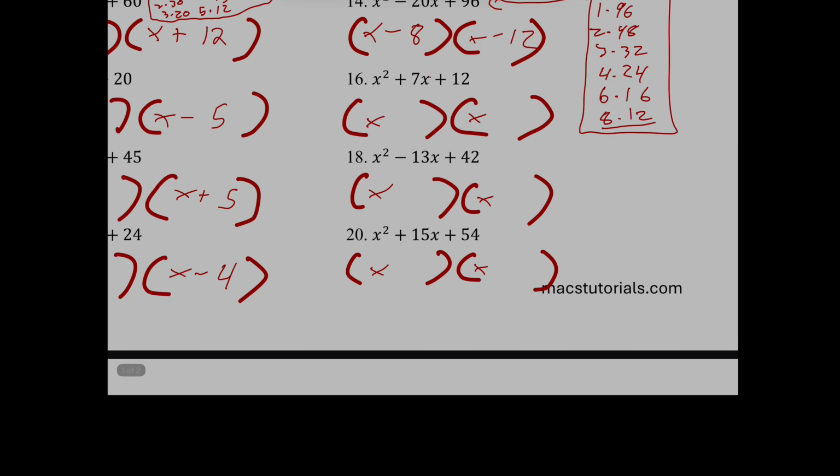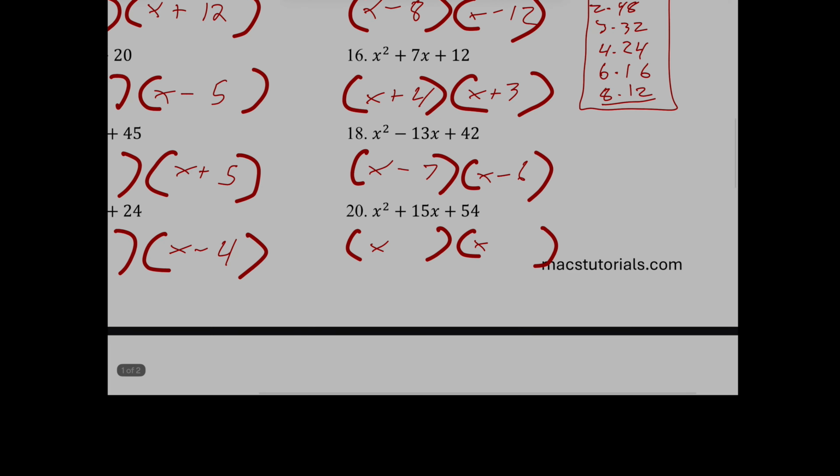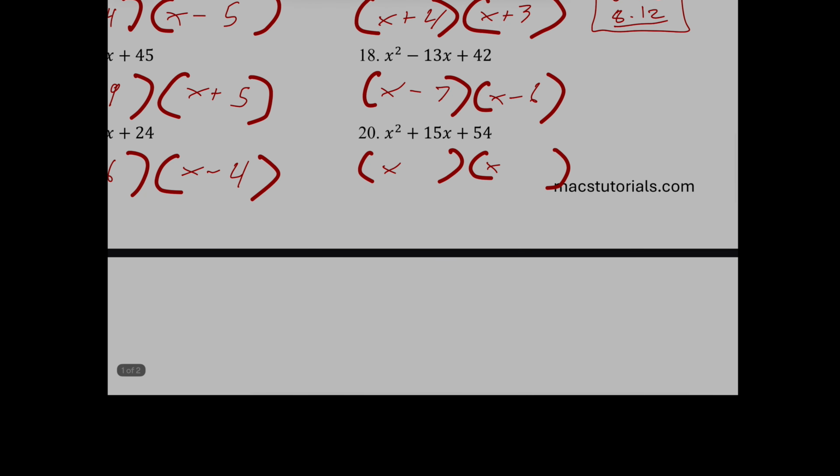Moving forward, third term positive, signs are the same. Take the sign in the middle, plus plus, and this one is going to be 3 and 4. Third term positive, signs are the same. Take the sign in the middle, so that's going to be minus minus. What multiplies to 42 and adds to 13? That's going to be 7 and 6. Say it that way. If you say the other one, you've got to make a stupid voice. 6, 7. Okay, so I've got a plus here, and I got a plus here. Boom, boom. What multiplies to 54 and adds to 15? That would be your 9 and 6.